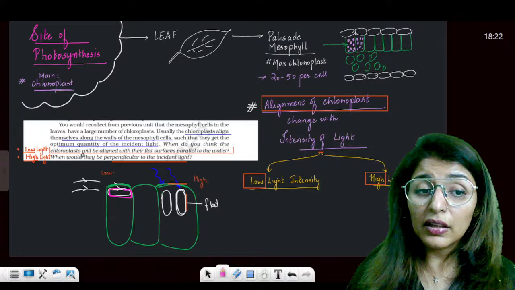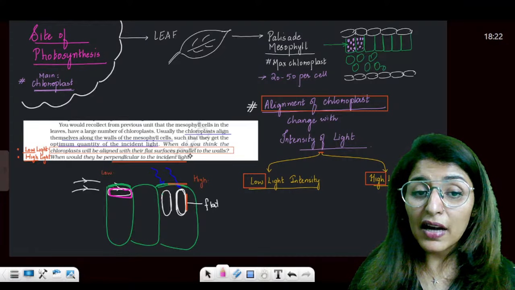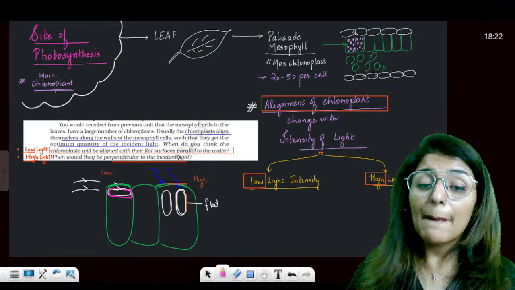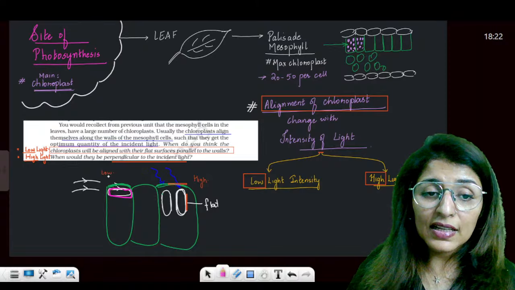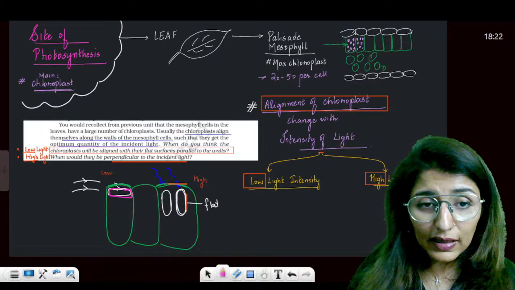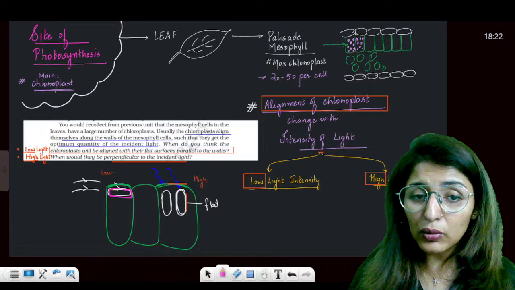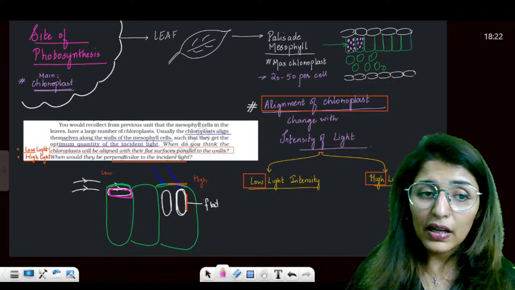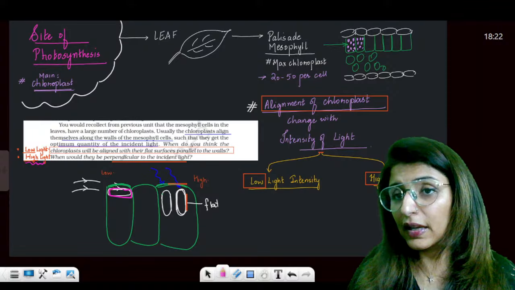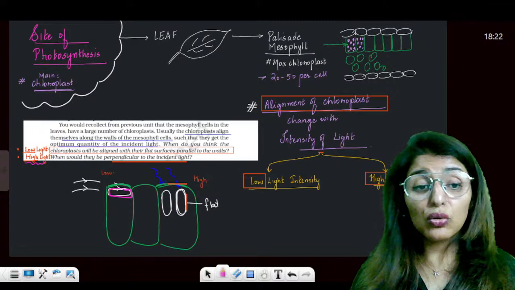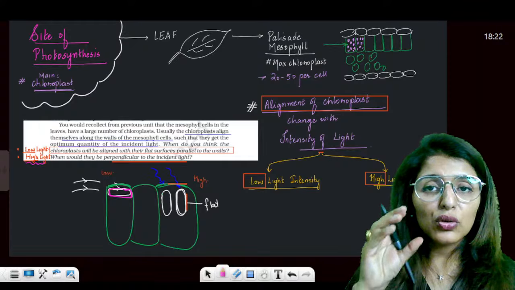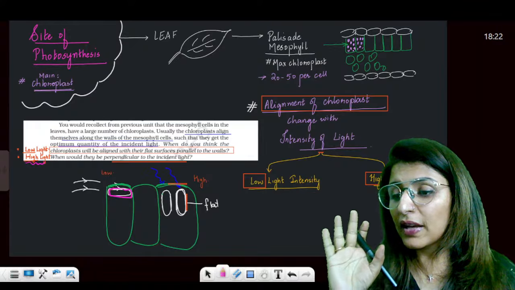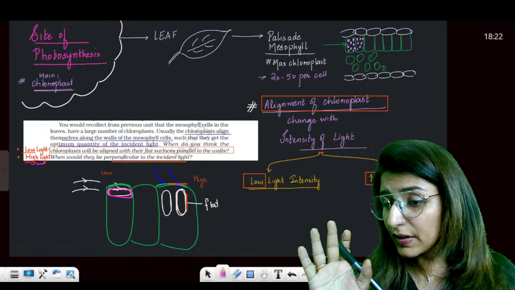And when do you think the chloroplast will be aligned with the flat surfaces parallel to the wall? So they are parallel to the wall when the light intensity is low, and they are perpendicular to the incident light when the light intensity is high. Why? Because you must know that too much intensity of light can also destroy chlorophyll. Is this clear?